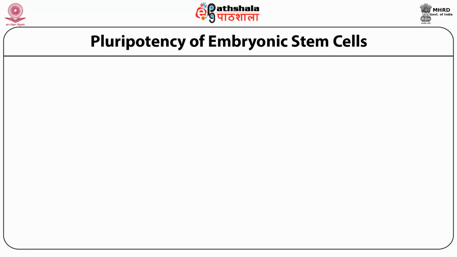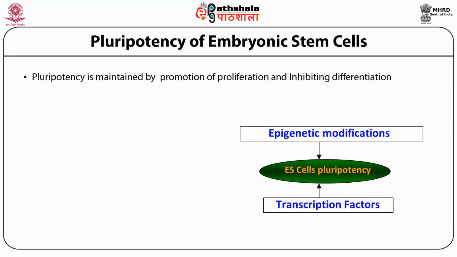Now, what are the factors which maintain the pluripotency of embryonic stem cells? Pluripotency means that these cells are maintained in a state of self-renewal by promoting or enhancing the proliferation of these cells and inhibiting the differentiation of these cells. So there are two mechanisms which control the pluripotency in these cells. One is the transcription factors and the other is the epigenetic factors.